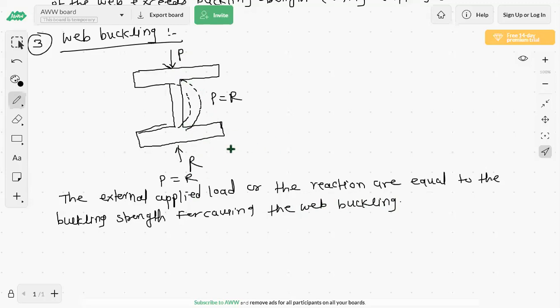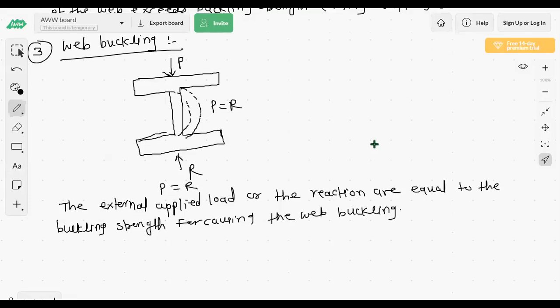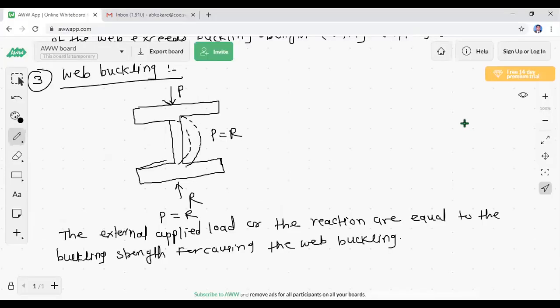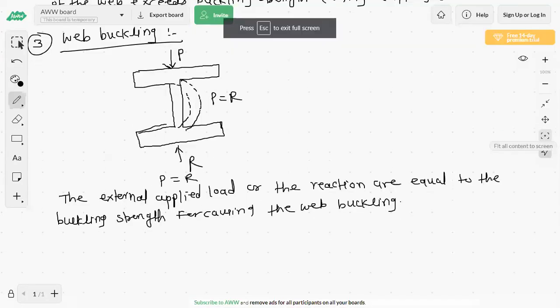Are you getting? So in these three ways, your beam will fail. So we are calling these the modes of failure of a beam. So these three are the modes of failure of a beam. So first, what is first? Okay, so first is the deflection. I will repeat the three cases.